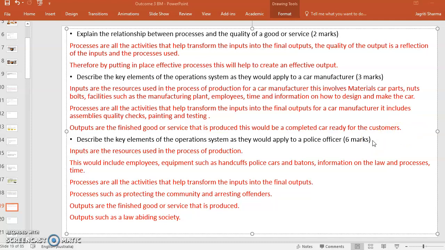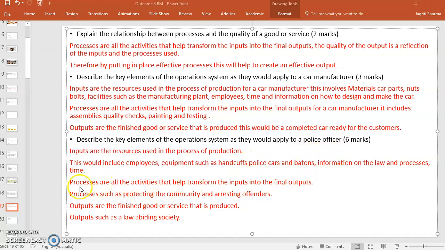Now the third question today was: describe the key elements of the operation system as they would apply to a police officer. Can you see this was a manufacturing business, but this is a service business. Let's look at the key elements for a service business. Inputs are the resources used in the process of production. This would include employees, equipment such as handcuffs, police cars, and batons, information on the law and processes, and time. These are the inputs for a police department.